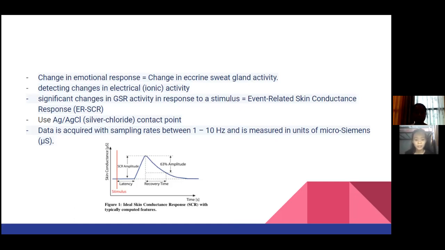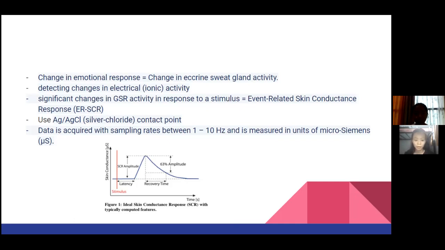Like Tanita said before, the GSR sensor measures the intensity of our emotion by the electrical conductance of our skin. Significant changes in GSR activity in response to a stimulus will produce an event-related skin conductance response, or ER-SCR. The sensor works using a silver chloride contact point and electrodes, which is the black part that we see in the previous picture. The data is acquired with sampling rates between 1 to 10 Hertz and is measured in units of microsiemens.